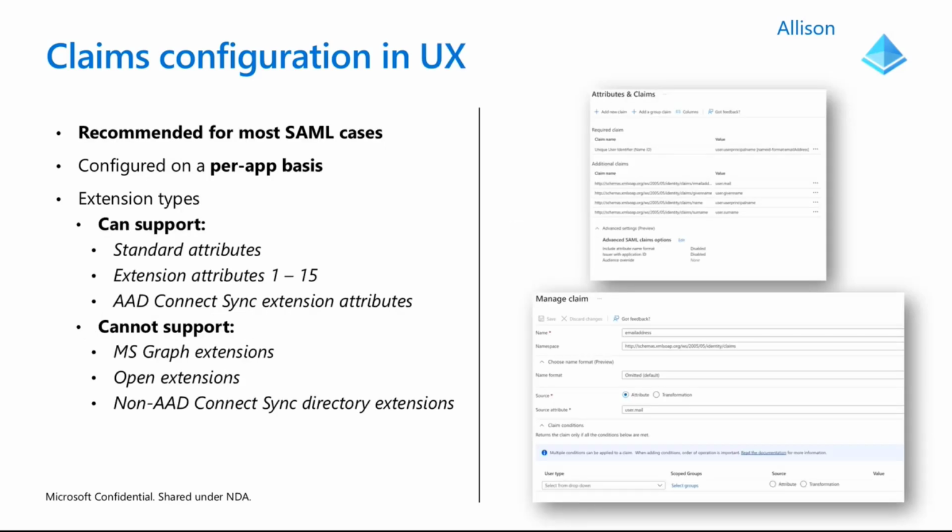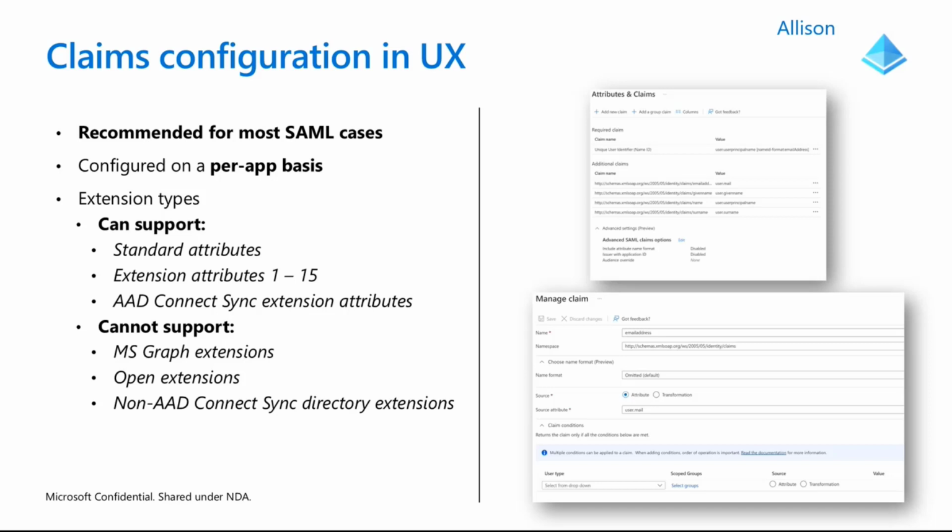The claims configuration experience in the UX can be found inside Enterprise Applications and then Single Sign-On. It's recommended for most SAML cases because it cleans up the claims structure. The claims policies can be big calls and very structured pieces of JSON that can be hard for some people. So if you're doing a SAML app, the UX might be the move for you. It is configured on a per-app basis, and it supports standard or default attributes, extension attributes 1 through 15, and AAD Connect Sync extension attributes. Those will all be automatically listed and usable within the user experience.